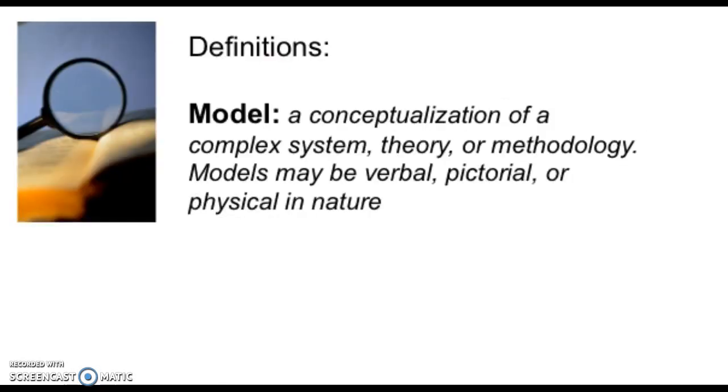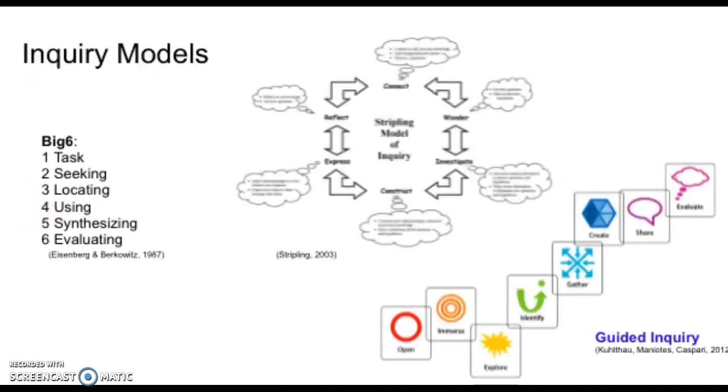So we've talked about theories. Let's now talk about our definition of a model. A model is, as you know, just a conceptualization of a complex system, a theory, or a method, and they can be verbal, pictorial, or physical in nature. In this class, in another week, you will get to look at some inquiry models, and you will be doing a comparative analysis of these different inquiry models.